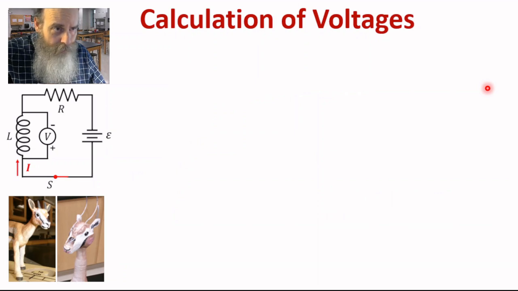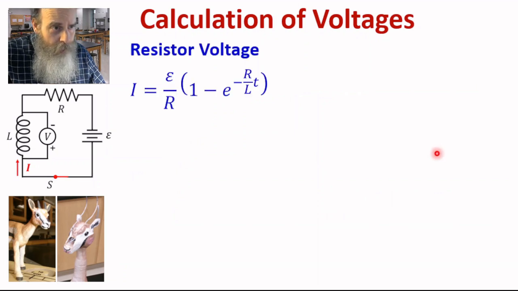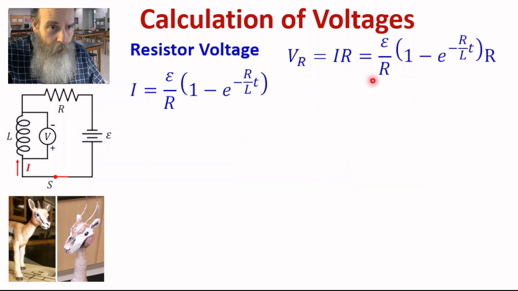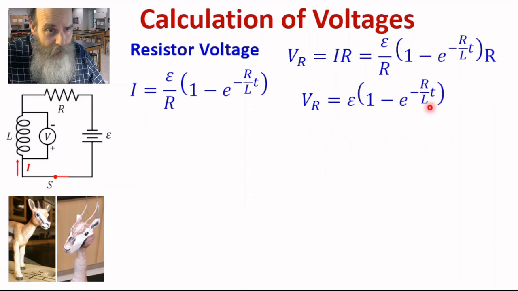Calculation of voltages. Resistor voltage. We know what I is. This is what I is. That's the current through the resistor. VR is just I times R. So take our current, multiply by R, and you can see that the R's are going to cancel out. So VR is this. It's E times 1 minus e to the negative R over L t.